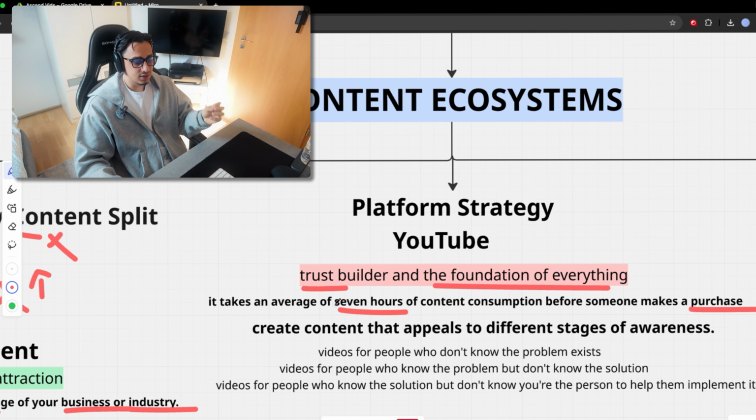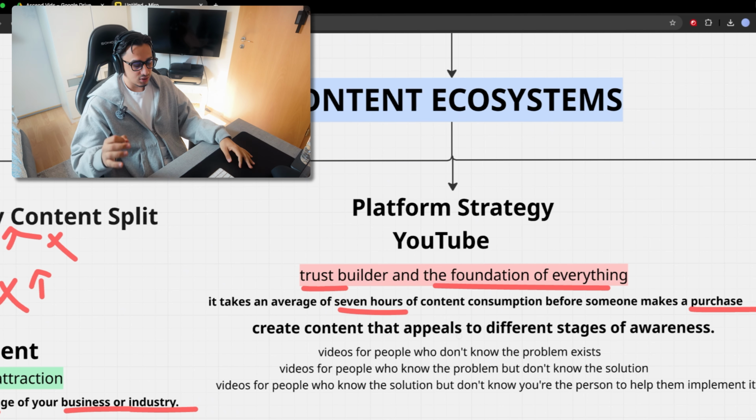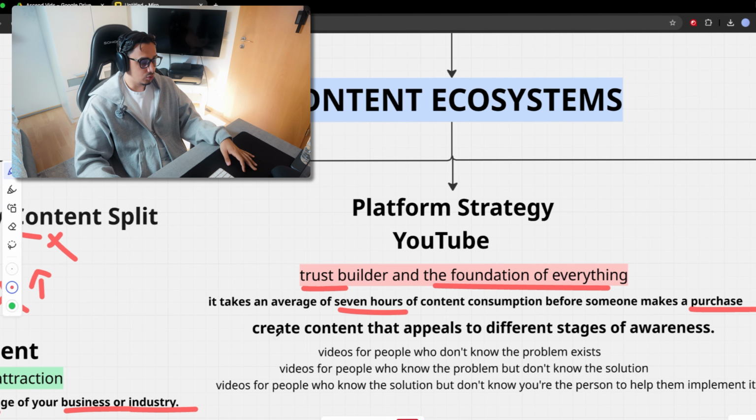They trust your expertise because you've demonstrated it repeatedly. So you need to focus on educational breakdowns and case studies on YouTube. These perform best for high-ticket client acquisition because they demonstrate your competence while building relationships. But you need to create content that appeals to different stages of awareness.